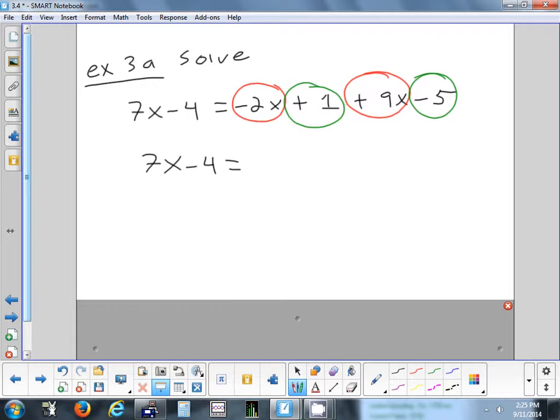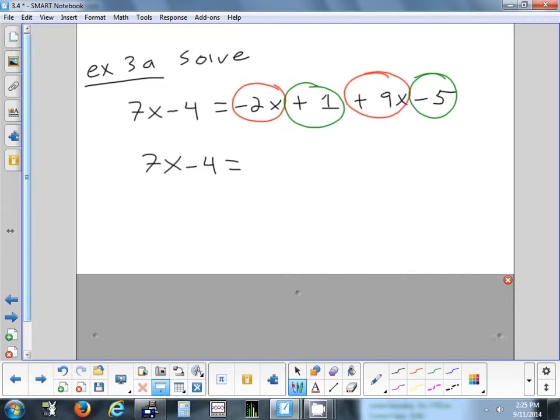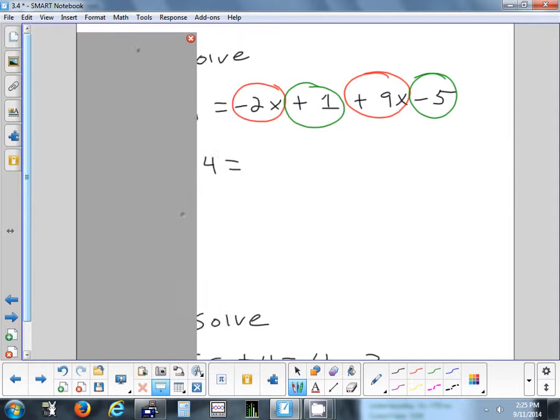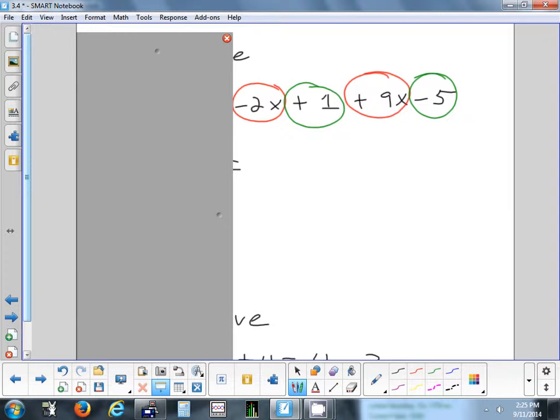Pay attention. One thing, guys, I want to make clear. When you're combining like terms, that's not something you're doing on both sides. We're pretending the left-hand side doesn't even exist right now. All we're going to do is combine what's circled in red, write it down, combine what's circled in green, write it down.